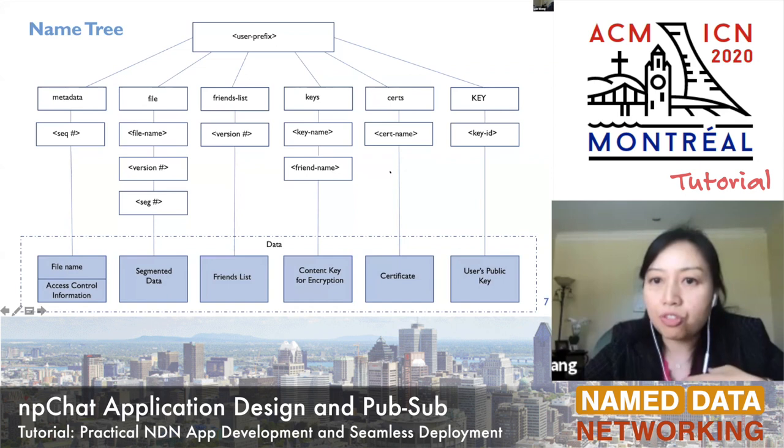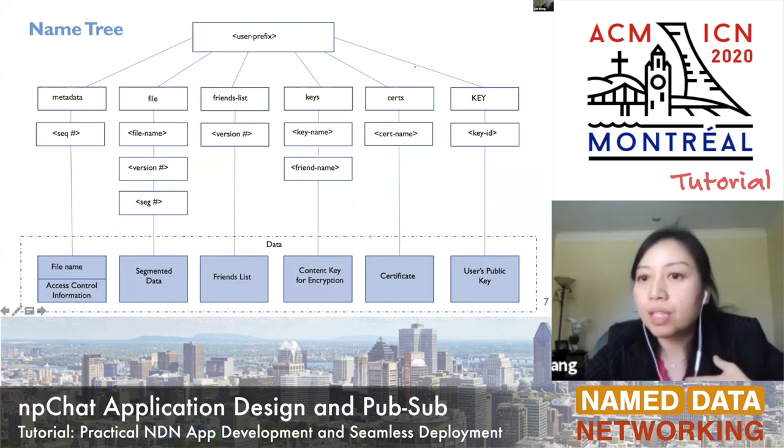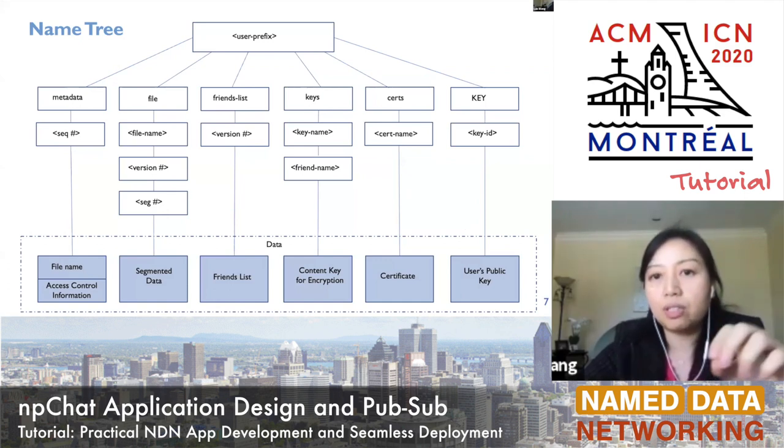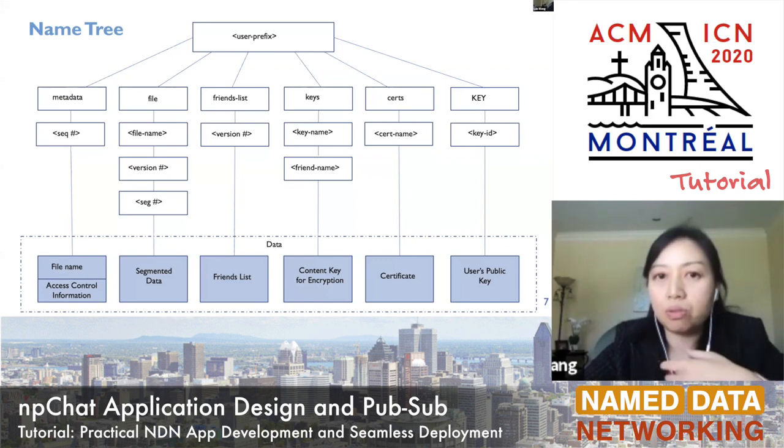The fifth branch is the certificates that you have obtained, or your own certificate. And this can be used to authenticate data. The last branch is your own key, your own public key. Okay, so that is the overall name tree. There are actually some other branches. For example, we use PSync to do PubSub, so there is also a sync branch, but I'm not showing all the details of the name tree.